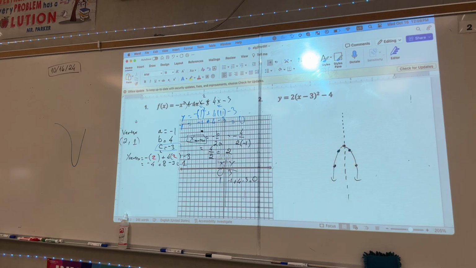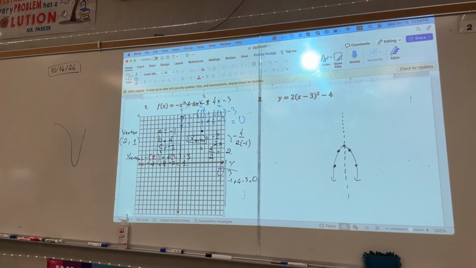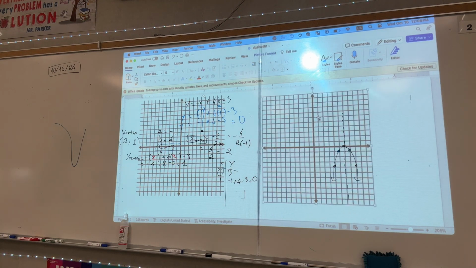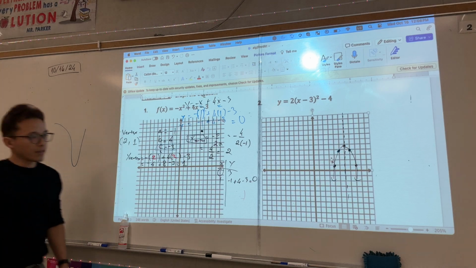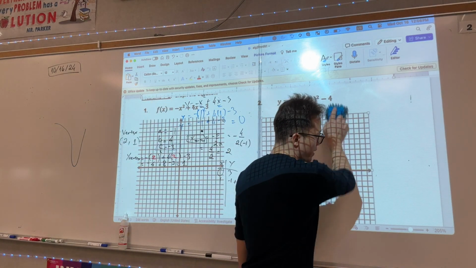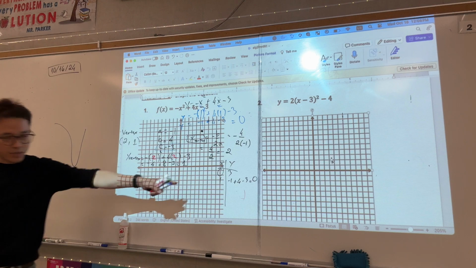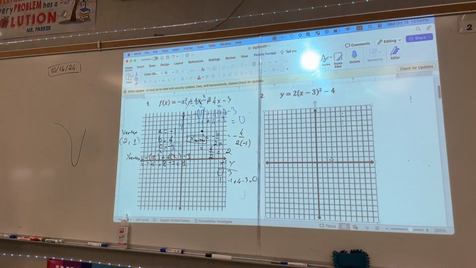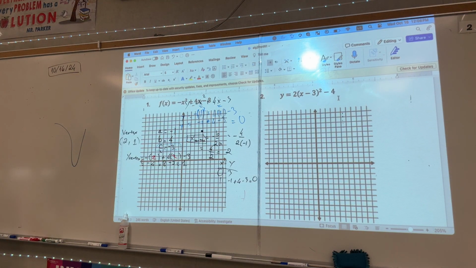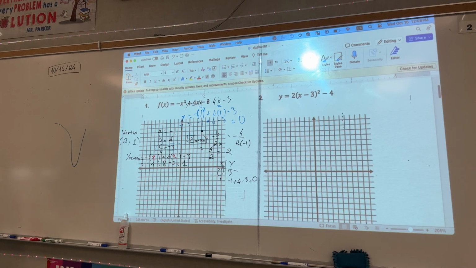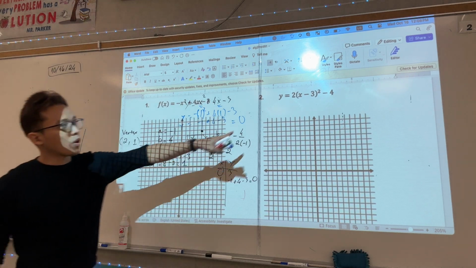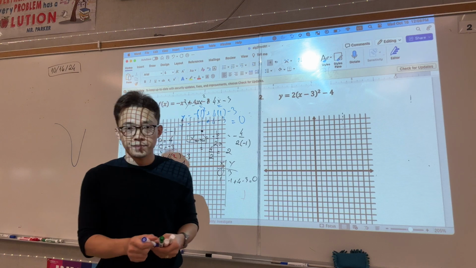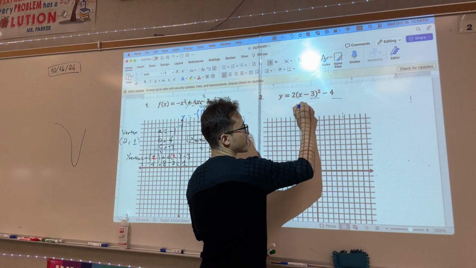Now let's do the vertex form. Vertex form is much easier. Okay. I did see some of you didn't get the standard form, but you can graph on a vertex form. Because on a vertex form, you don't need to use any formula to find the vertex point. When you look at here, what is the vertex?